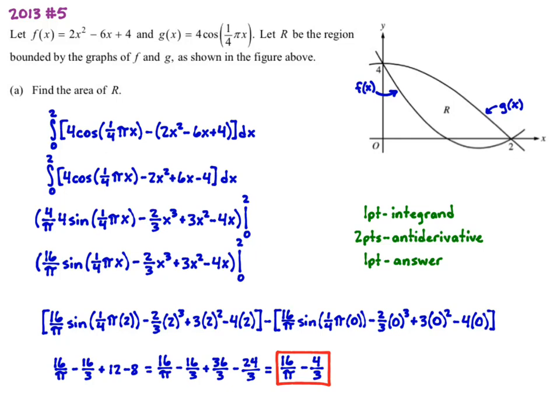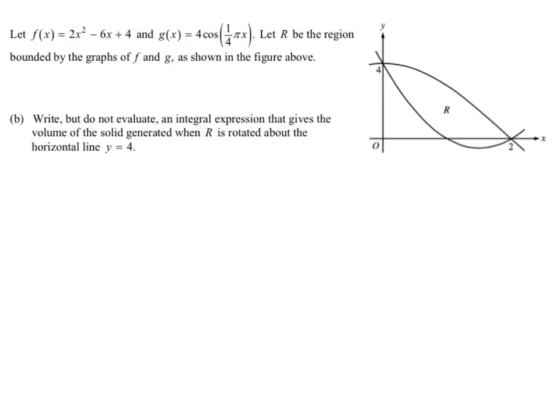All right, so for part B now, let's take a look at part B. It says, write, but do not evaluate an integral expression that gives the volume of the solid generated when R is rotated about the horizontal line y equals 4. So actually, before I go on, I'm going to go ahead and draw the line y equals 4. It's a horizontal line, and notice it's right at the top of right where these two functions intersect.